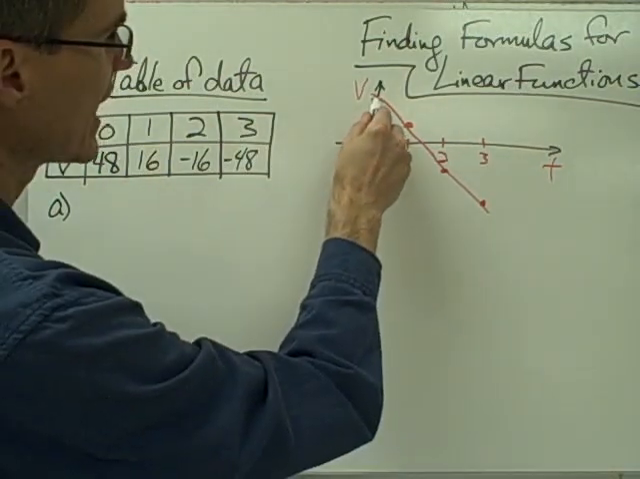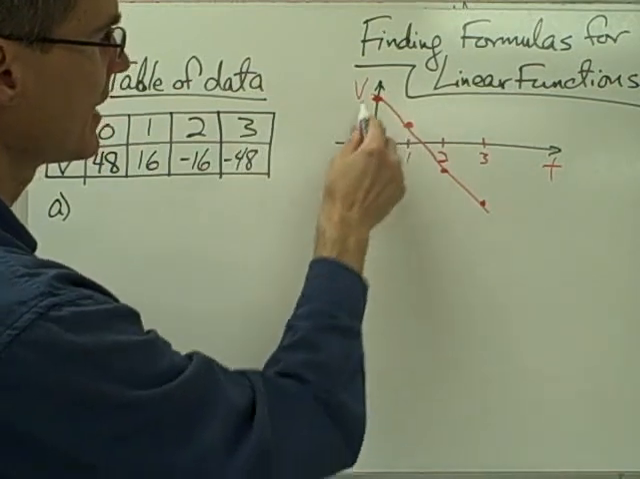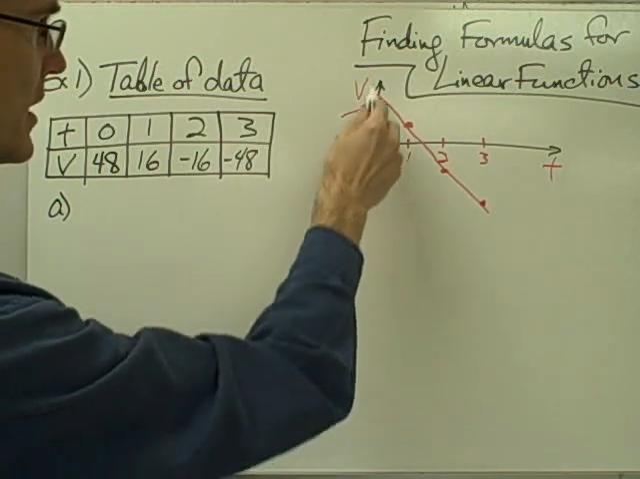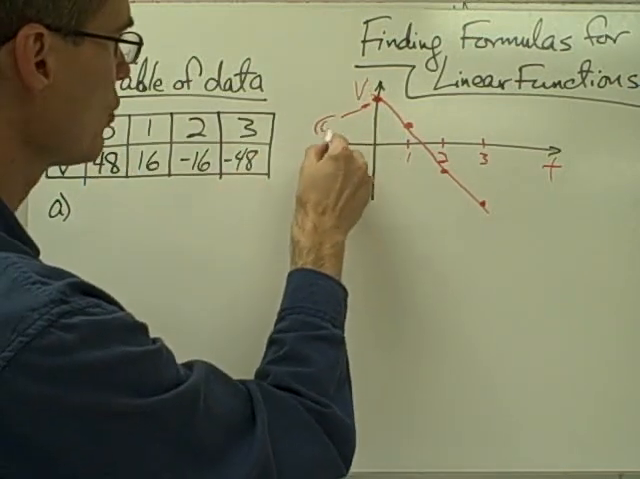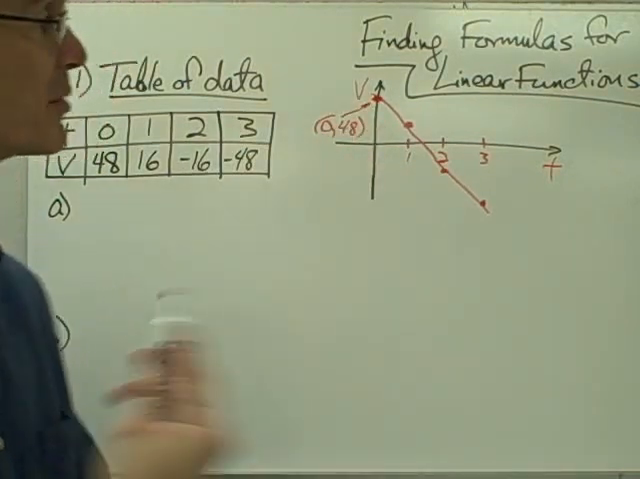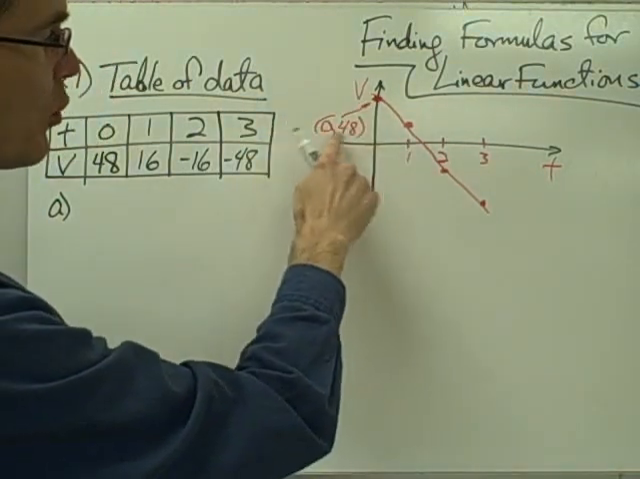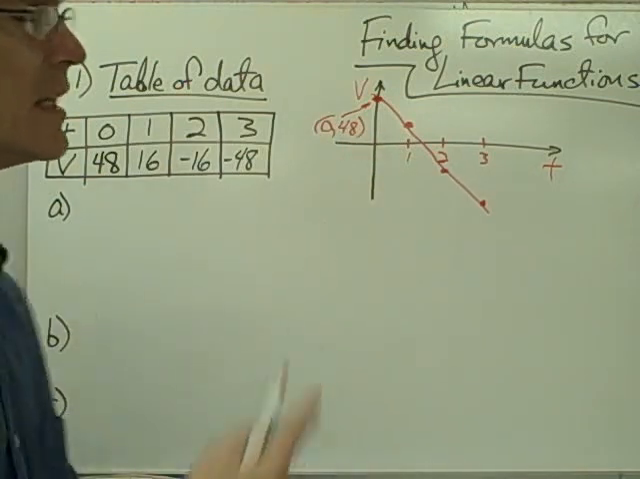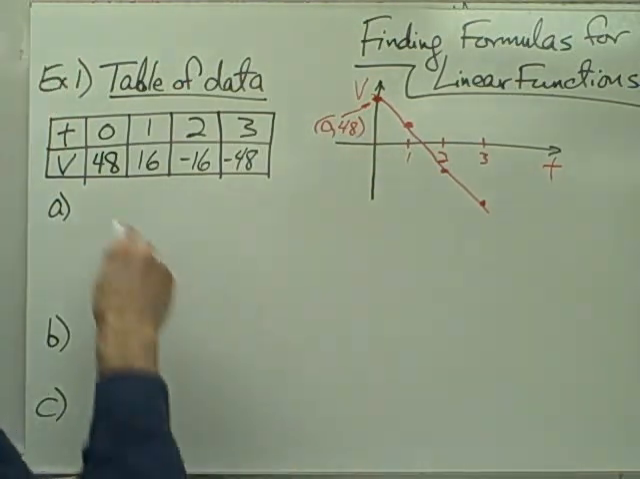And I also notice that I already know what my vertical intercept is. My vertical intercept is this point right here, which is 0, 48. So I know what this point is. I know the coordinates of my vertical intercept. So given that I know what my vertical intercept is, it makes sense for me to use the slope-intercept form of the equation of the line.